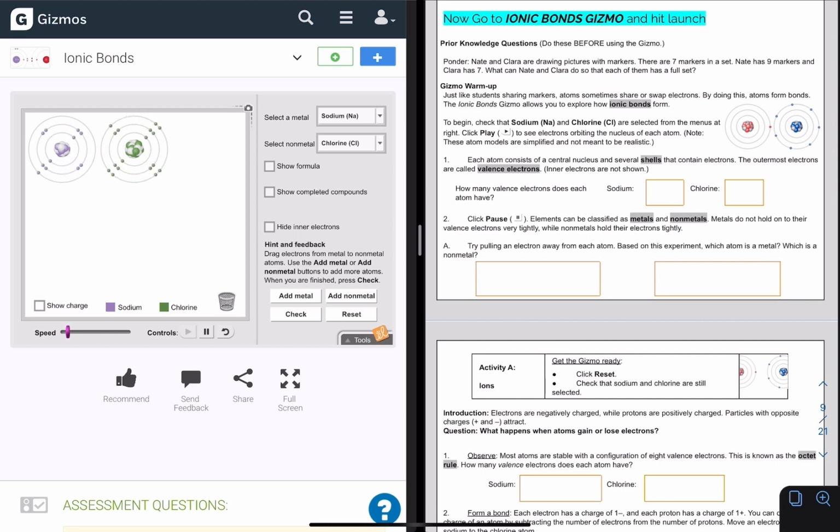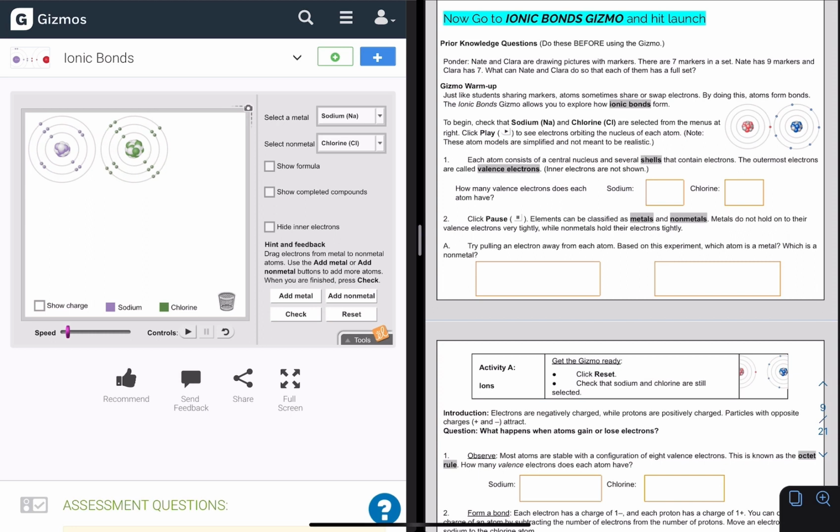It says each atom consists of a central nucleus and several shells that contain electrons. The outermost electrons are called valence electrons, so that's in that very last circle or very last shell. And the question is, how many valence electrons does each atom have? So for that purple one, you're going to count how many electrons are in the last shell. For that green one, chlorine, you're going to count how many electrons are in the last shell, and write that number in these squares right here. Then we're going to hit pause.